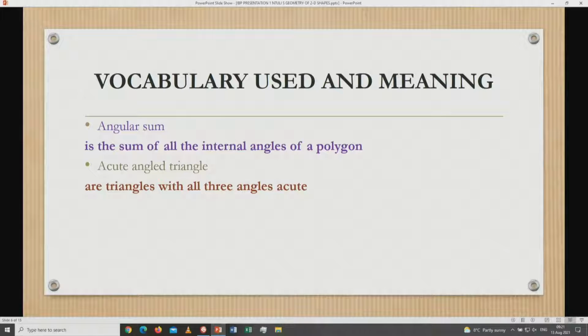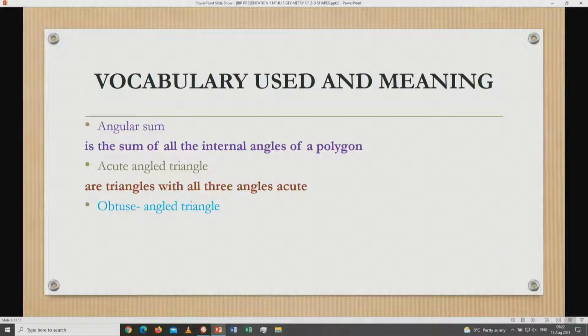So it means that when we say acute angled triangle, we are talking about what? We are talking about triangles with three angles acute. Meaning that in that triangle, all angles must be less than 90 degrees.